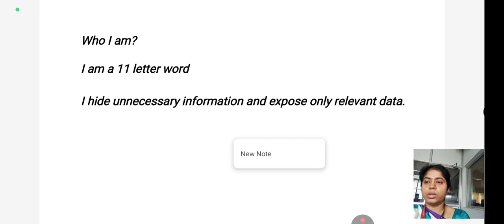So with these two puzzles, you can tell me who I am. I am an 11 letter word. I hide unnecessary information and expose only the relevant data.